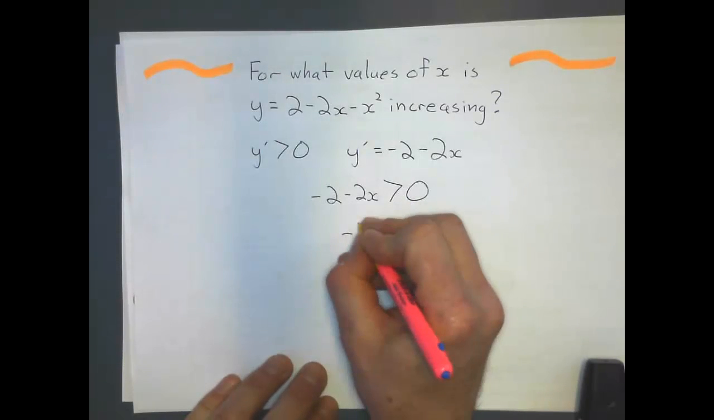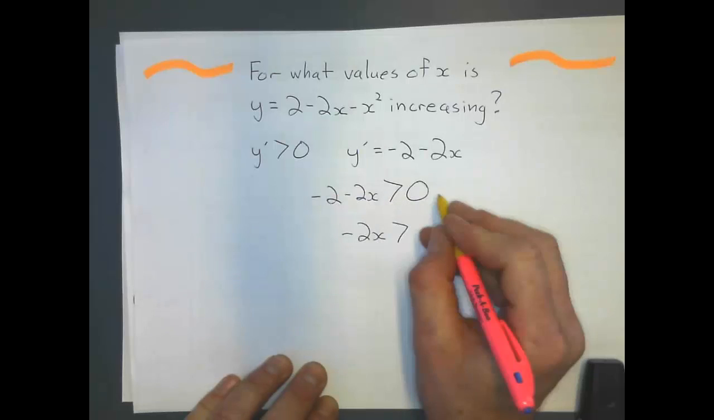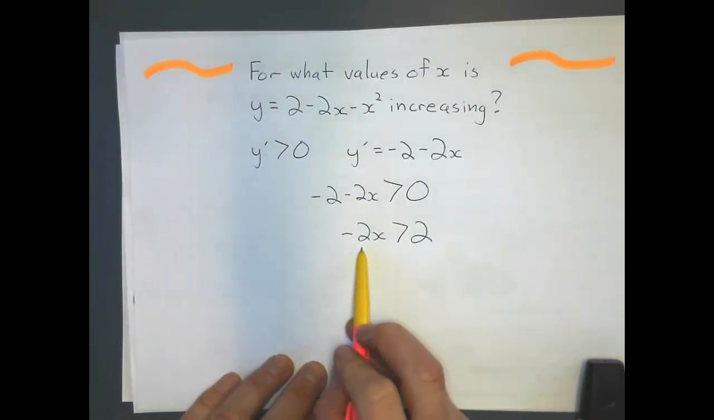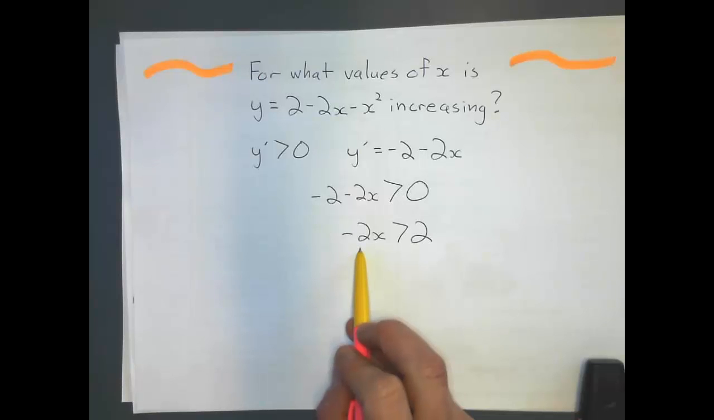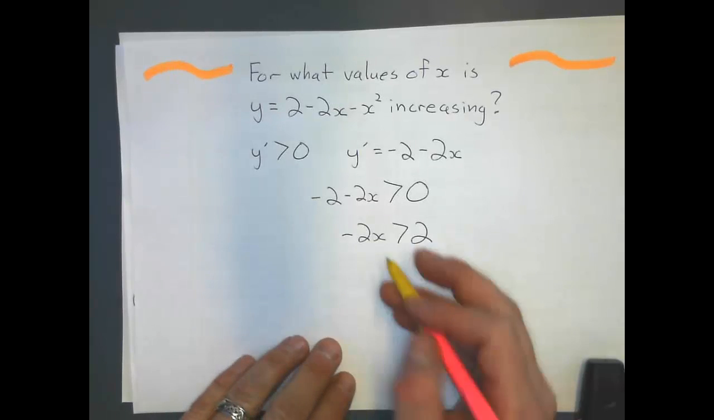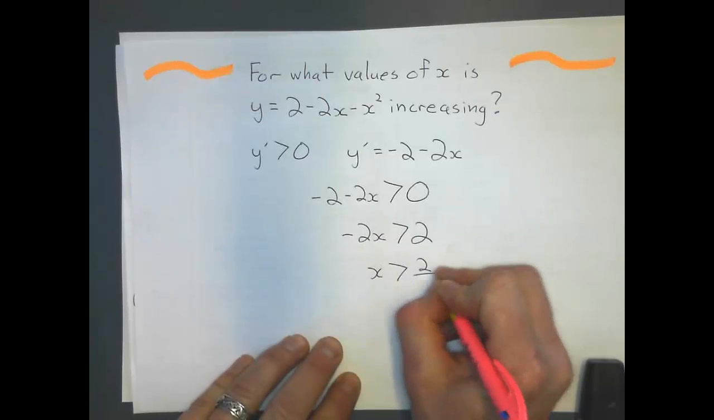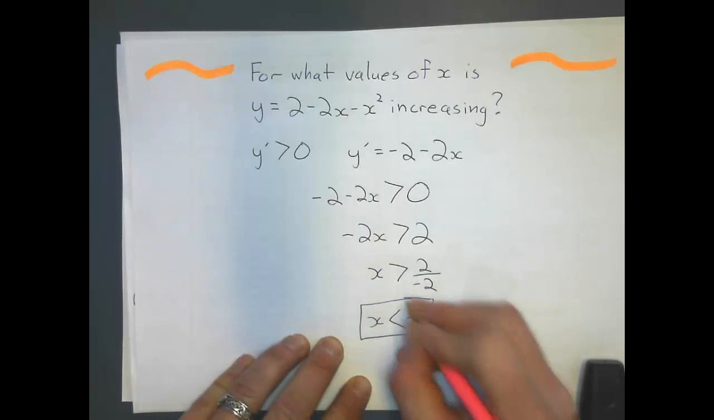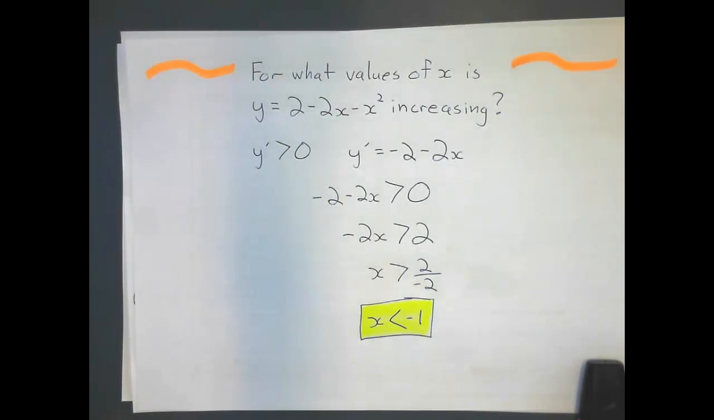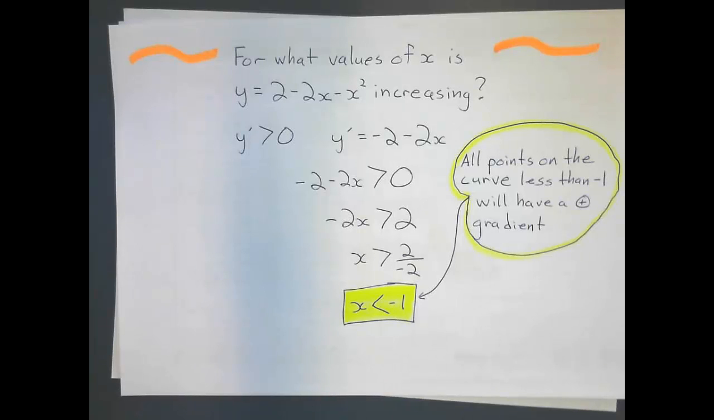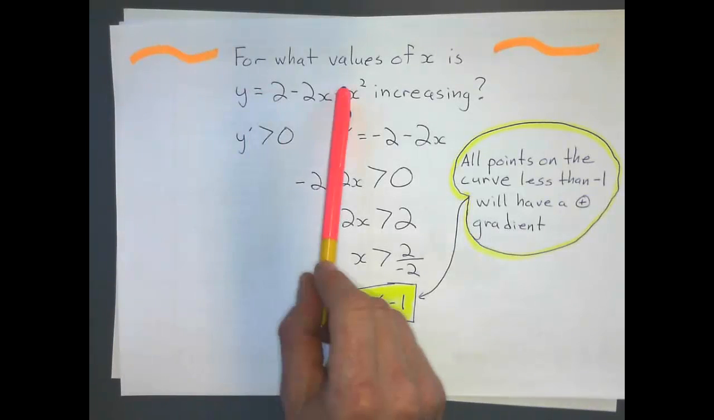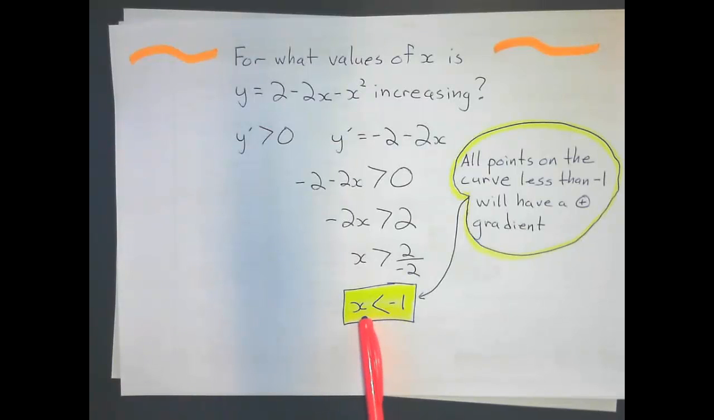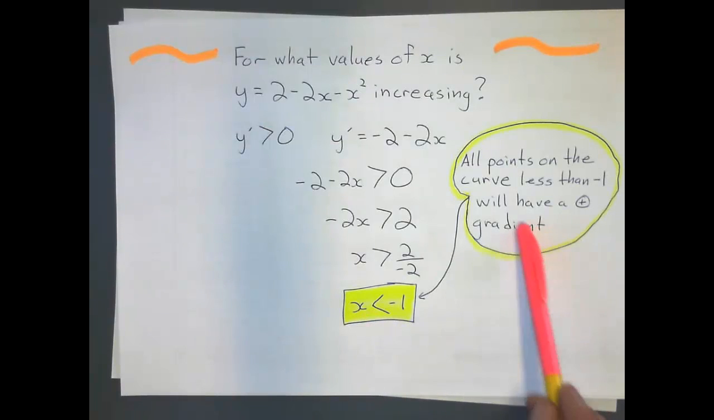Shift that -2 over to the other side, and I get -2x is greater than +2. Here's an example of when my sign is going to change direction, because to get x by itself I'm dividing by a -2, and when I divide by a -2 that sign changes direction to get me that inequality. What that answer means is that all points on that curve where the x value is less than -1 have a positive gradient. Positive gradient means that the function's increasing. One more example.